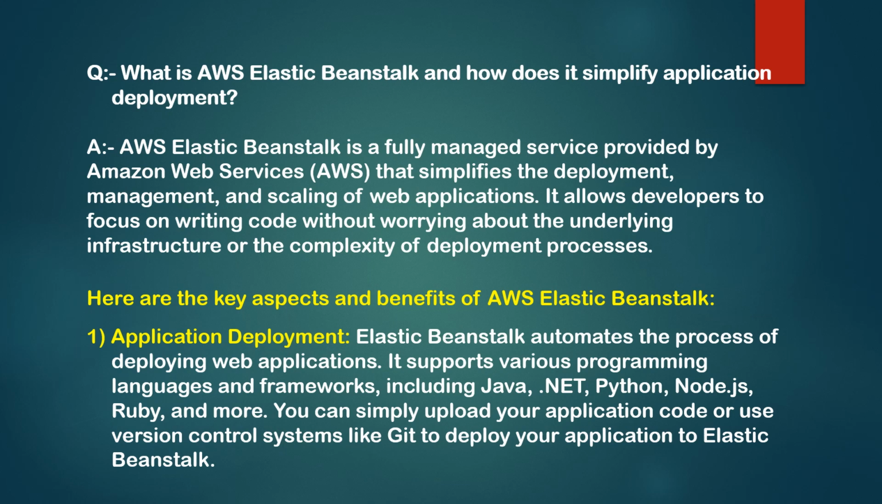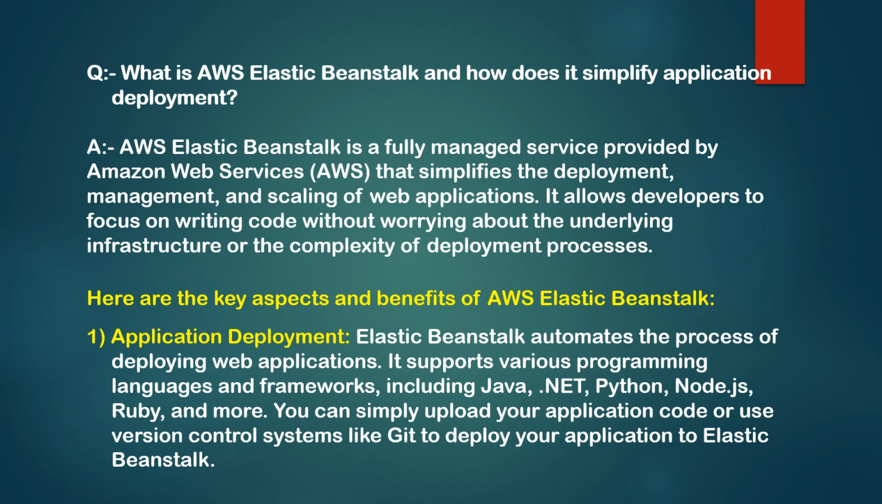Question: what is AWS Elastic Beanstalk and how does it simplify application deployment? Answer: AWS Elastic Beanstalk is a fully managed service provided by Amazon Web Services (AWS) that simplifies the deployment, management, and scaling of web applications. It allows developers to focus on writing code without worrying about the underlying infrastructure or the complexity of the deployment process.